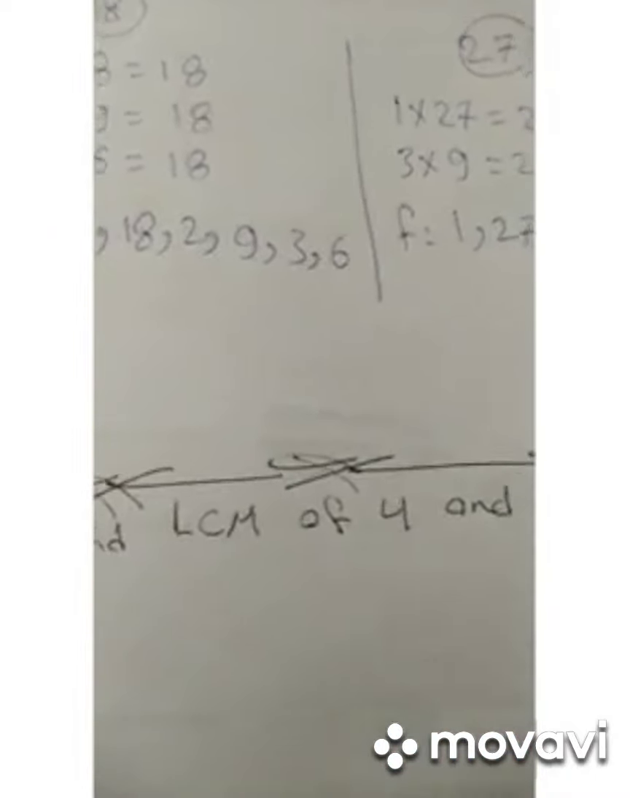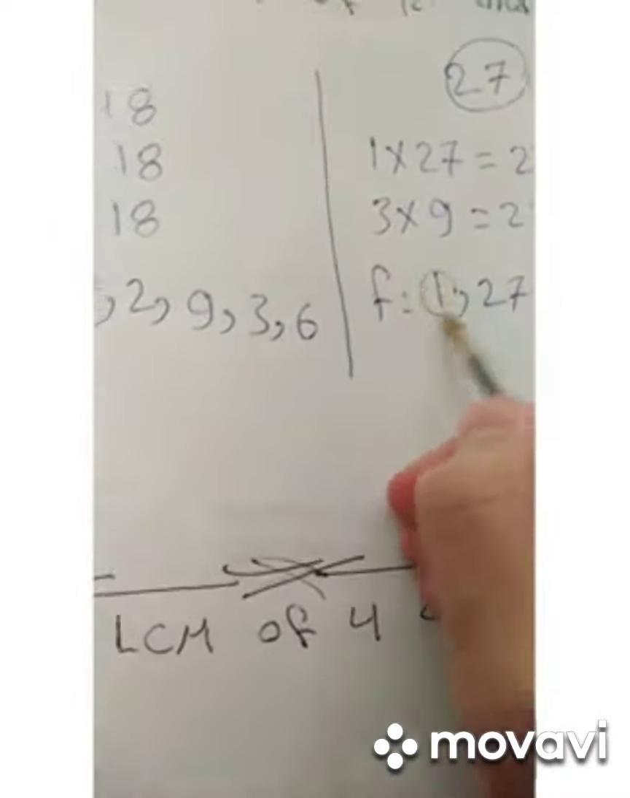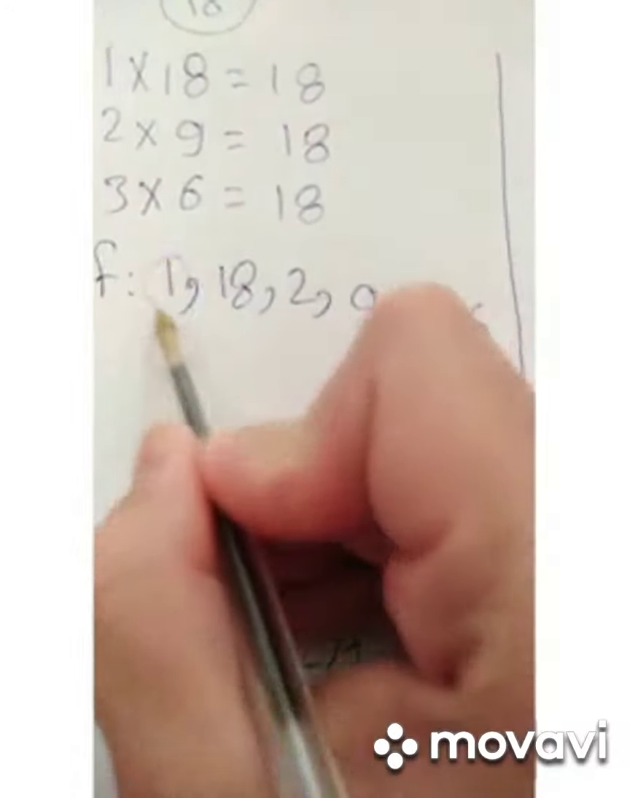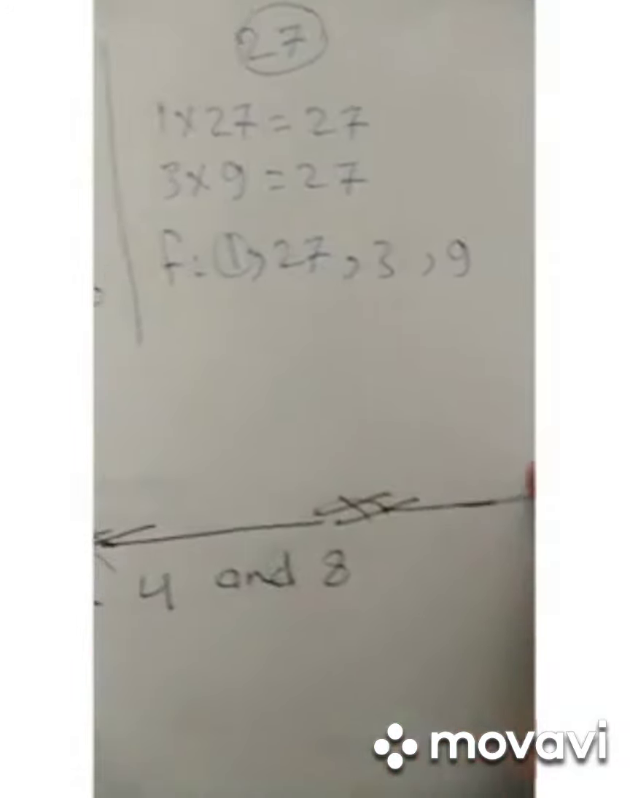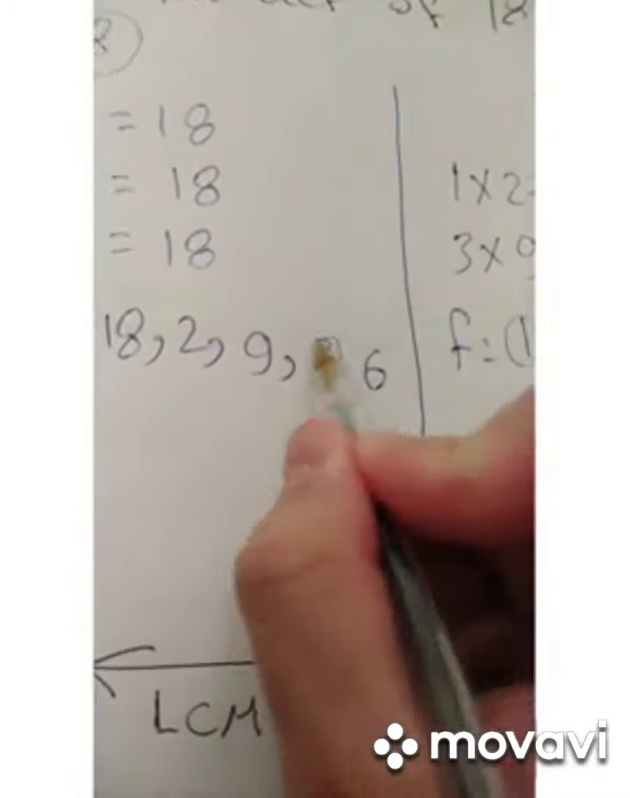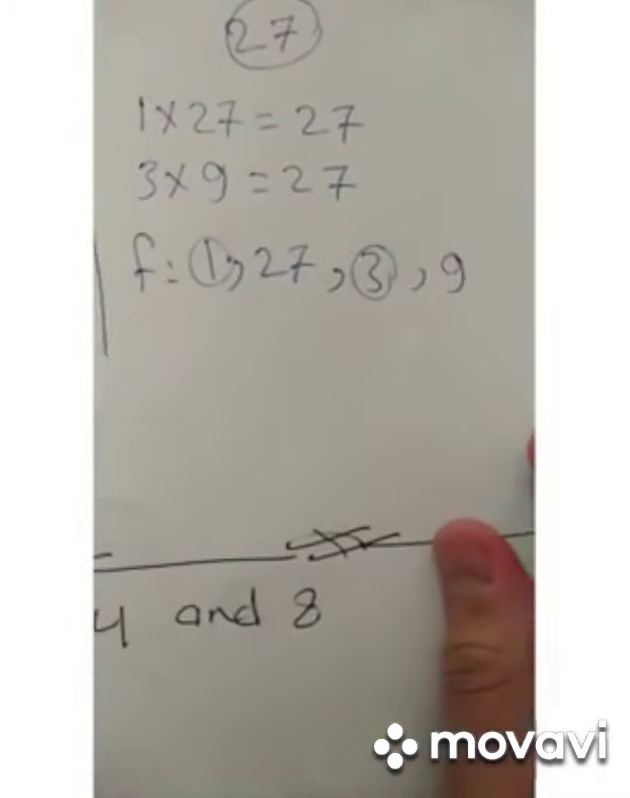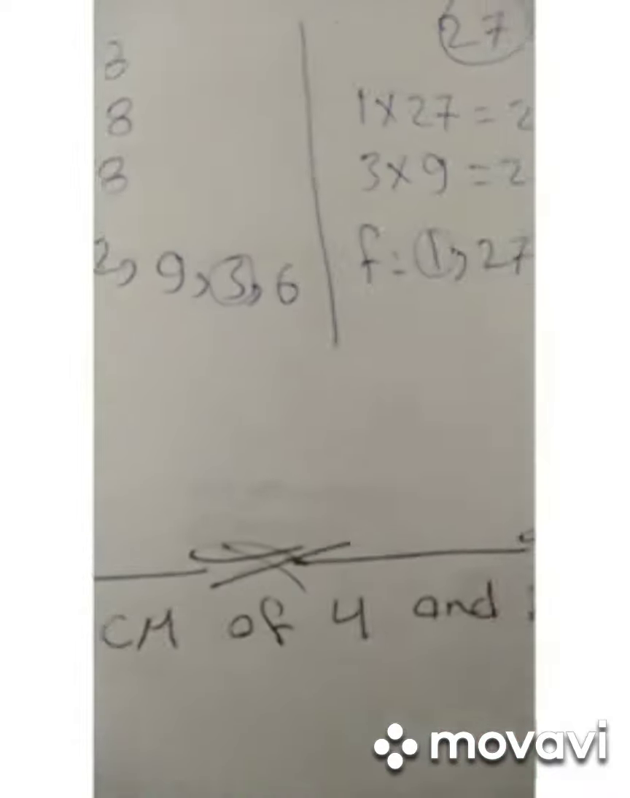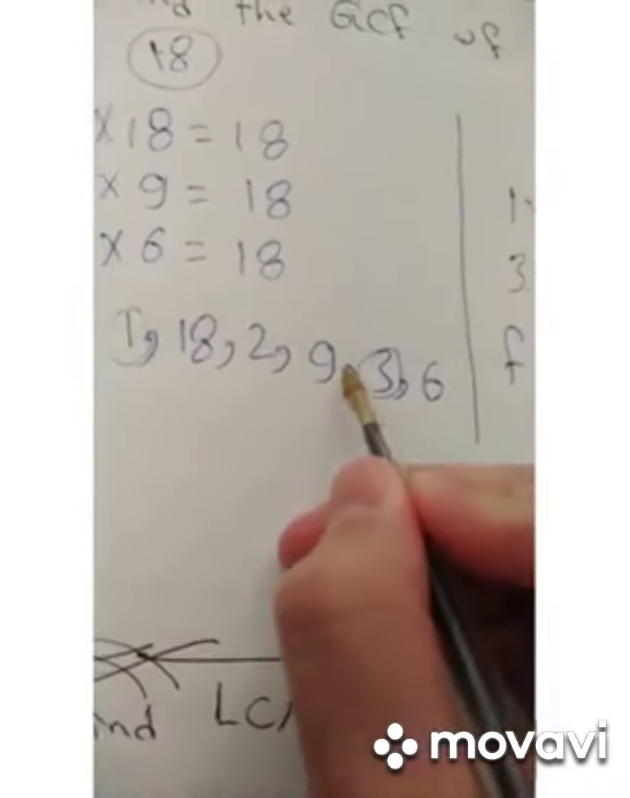Let's determine now the greatest common factor of 18 and 27. Now, the first repeated number is what? Is 1. So, the first repeated number is 1. So, circle 1 and 1. What else? 3 and 3. Circle 3 and 3. What is common also? Yes, 9 and 9.